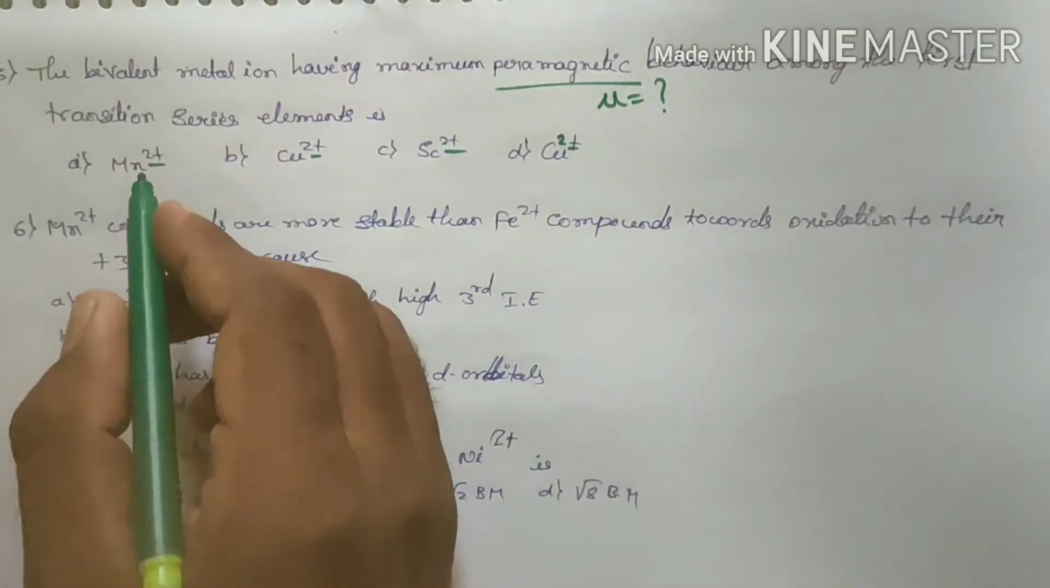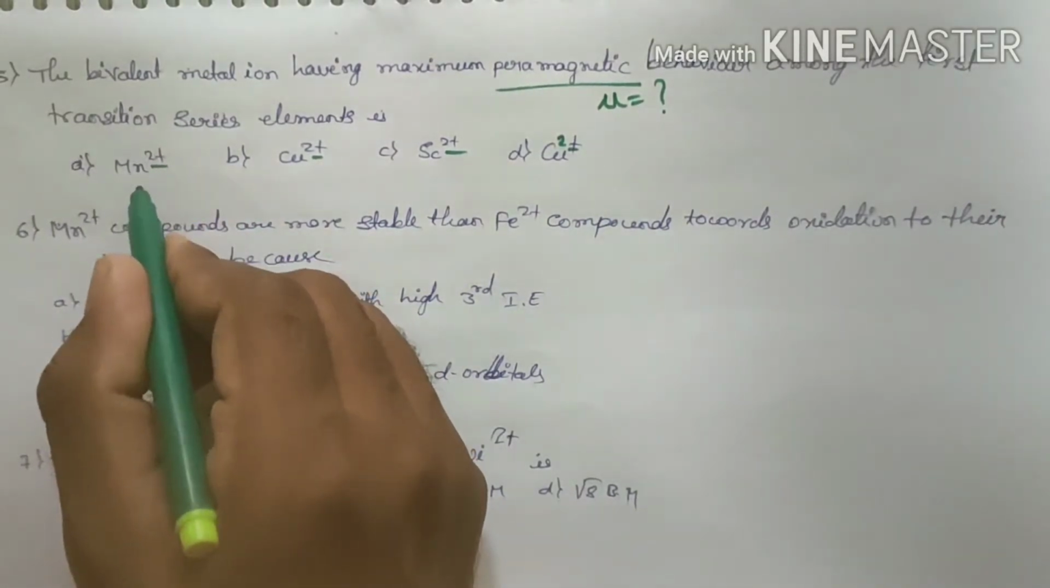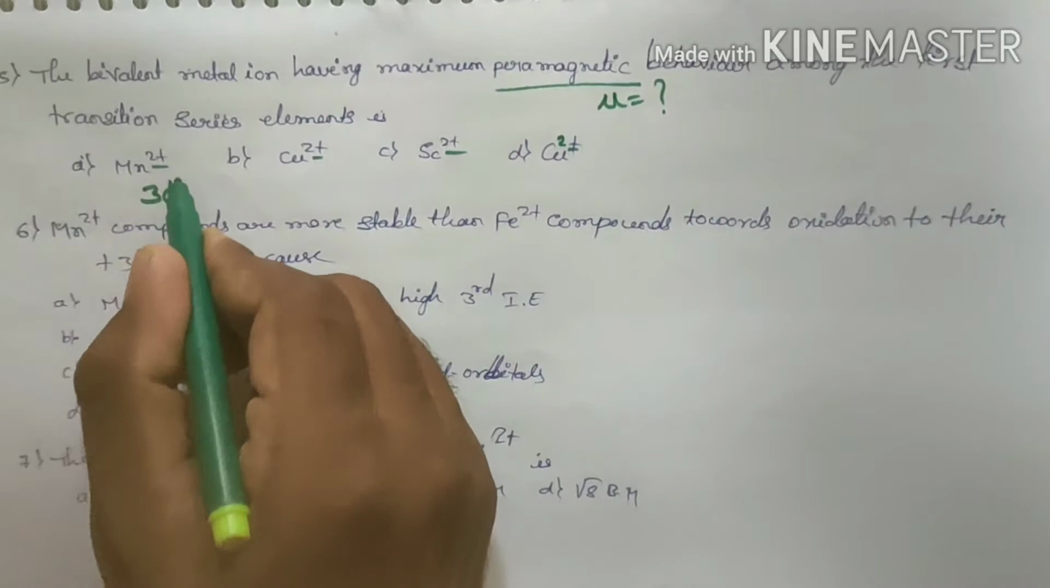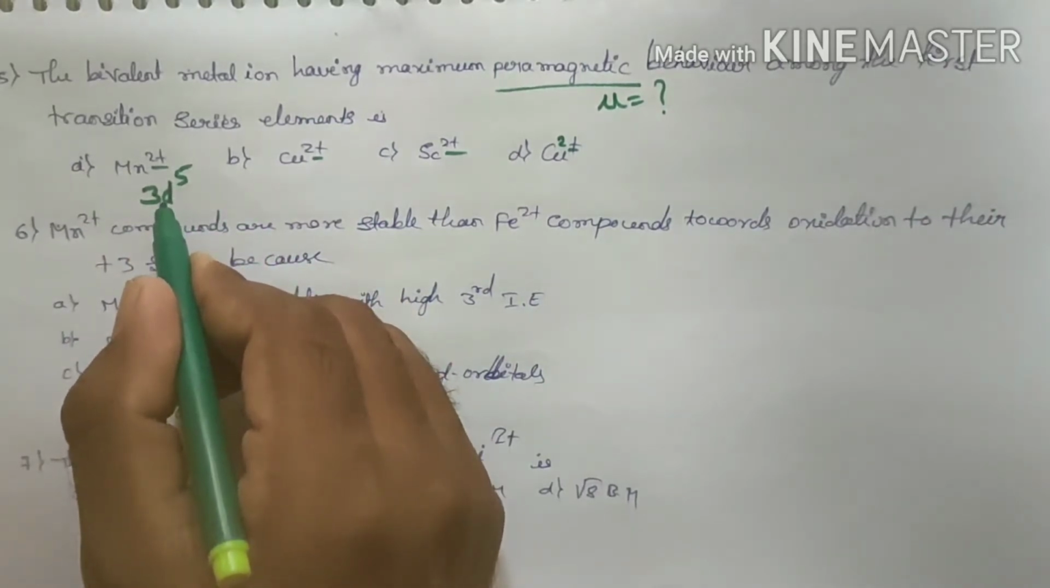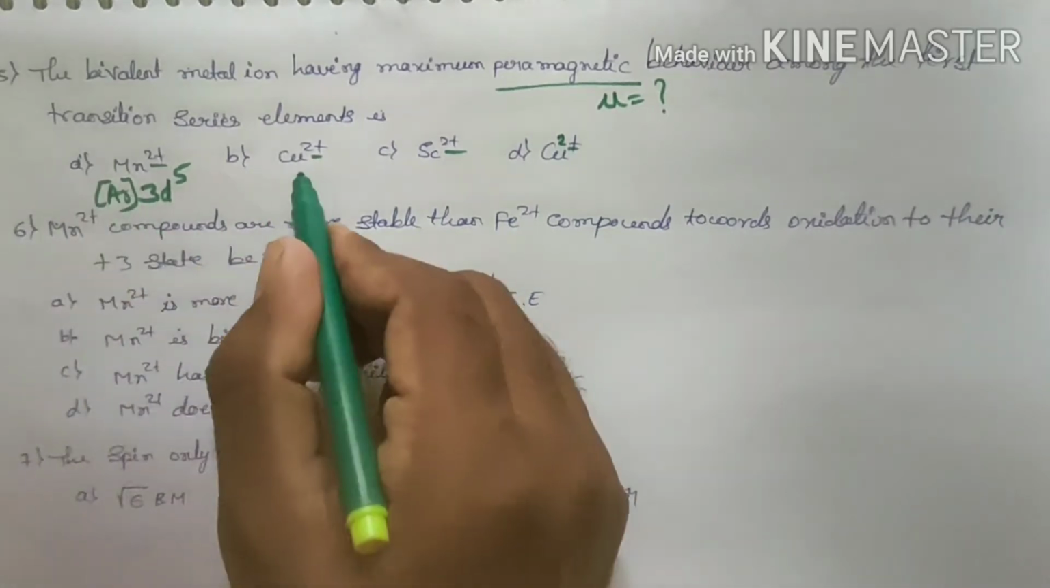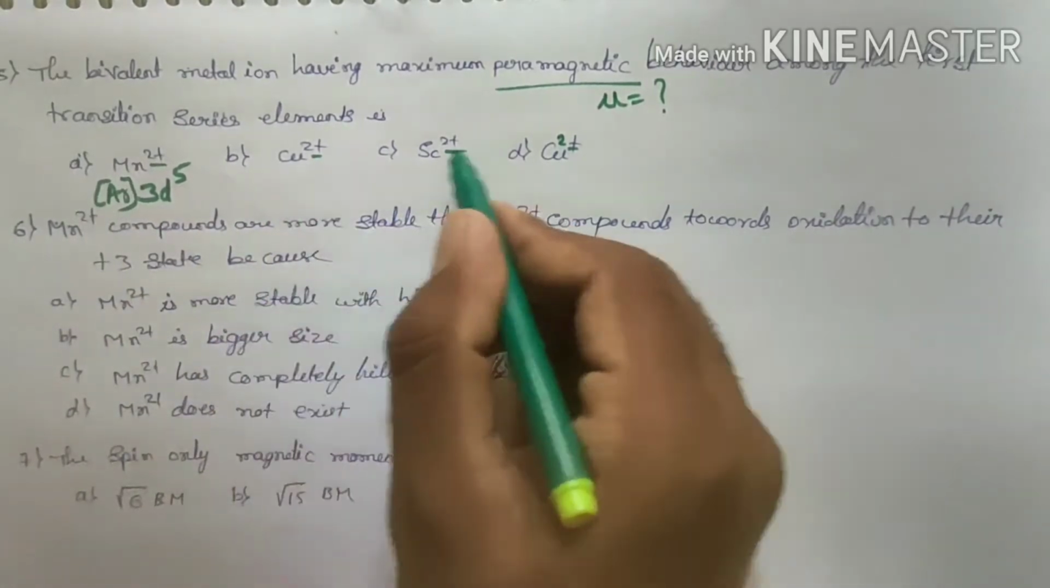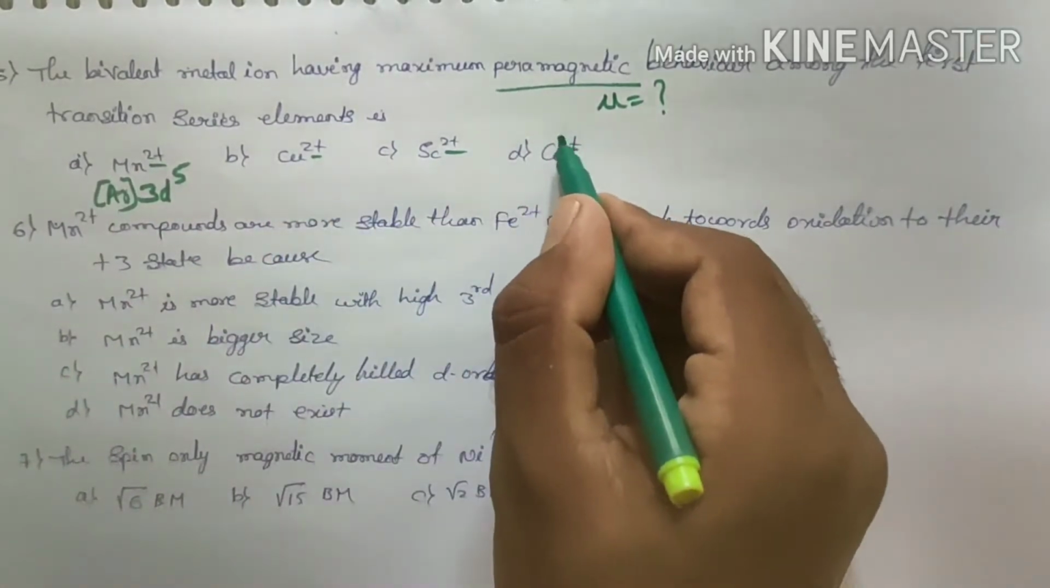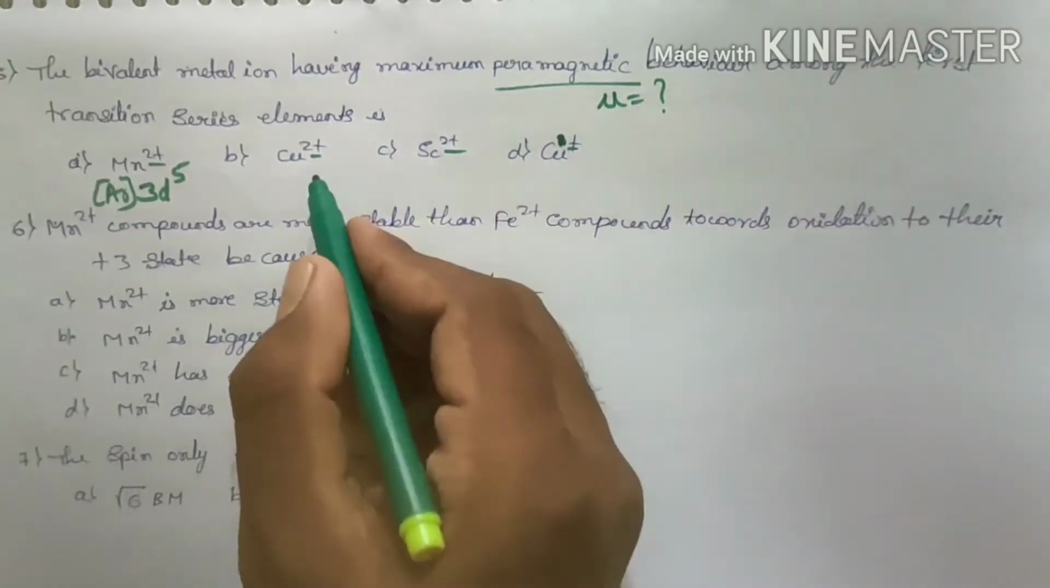Read the electron configuration, very simple. This is Mn2 plus, which means the electron configuration is 3d5. I will write only the outermost electron configuration: argon 3d5. This copper 2 plus means, okay, they have given copper 2 plus and copper 1. Don't confuse. Copper 2 plus means what?